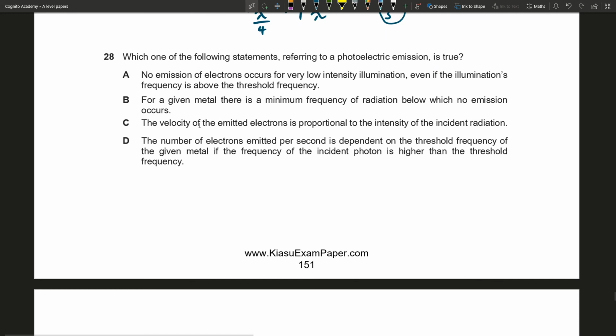Question 28. Which one of the following statements referring to a photoelectric emission is true? Now, if you're not familiar with the photoelectric effect, reading the options might not be that useful. So here's just a recap. Basically, Einstein realized that if I took a piece of metal that contains electrons and I shone a flash of light of a certain frequency, sometimes the electrons will be emitted. So the electrons will basically fly out.